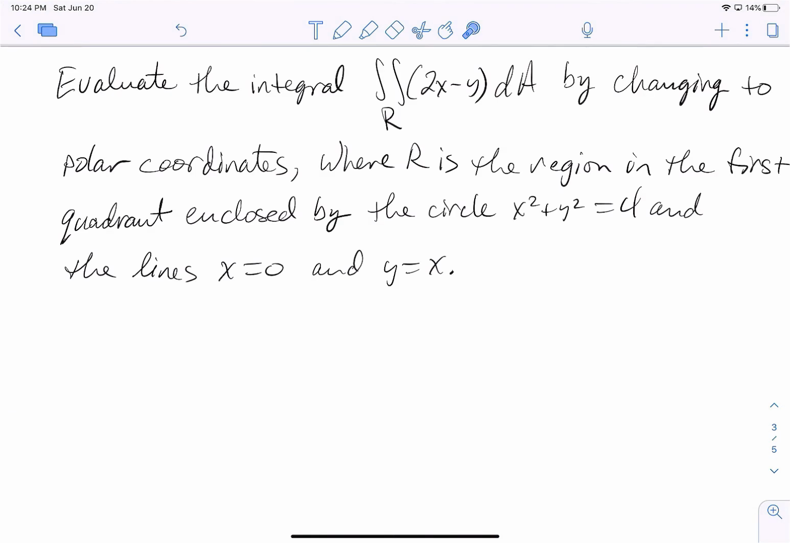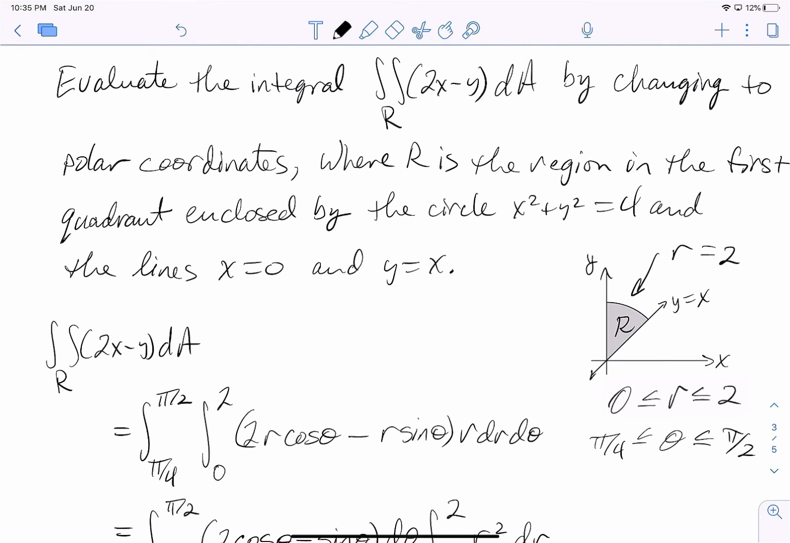Next up, we are directed to evaluate the integral. It's the double integral over R of the quantity 2x minus y dA by changing to polar coordinates, and R is the region in the first quadrant enclosed by the circle x squared plus y squared equals 4 and the lines x equals 0 and y equals x. I'd like for you to see if you can do this. First, start by drawing the region in the xy plane, and then remember what dA is. I'm not going to say it, see if you can remember it, and then use your conversions and come back when you are done.